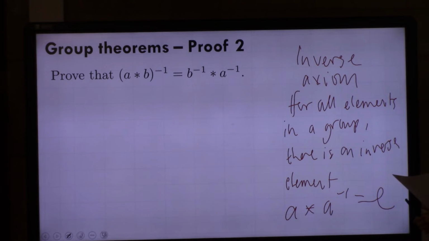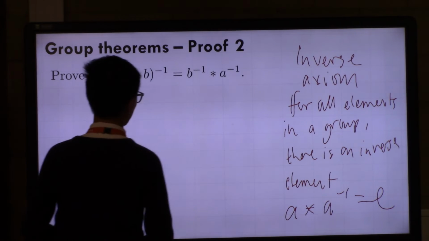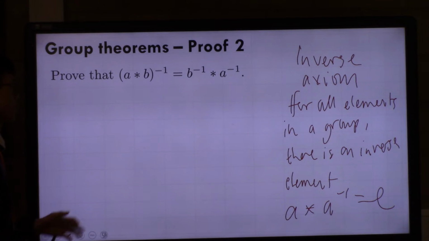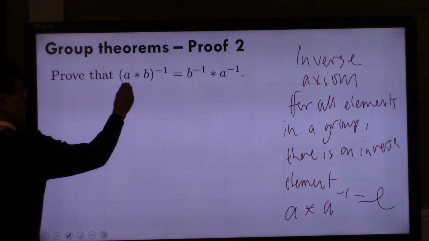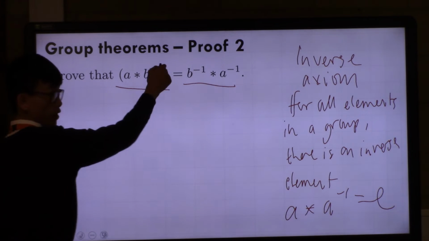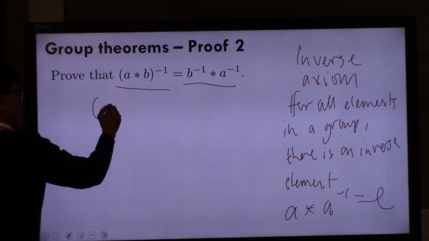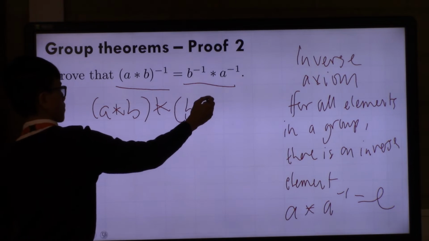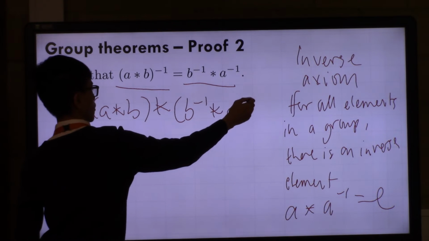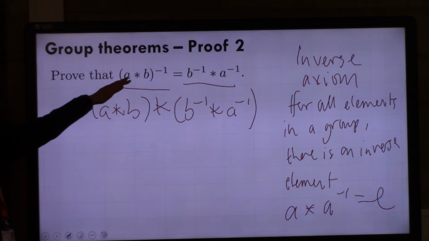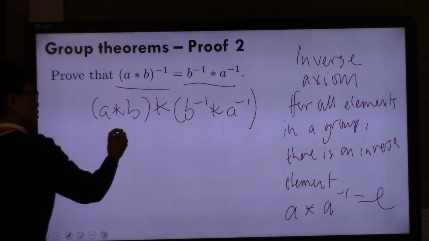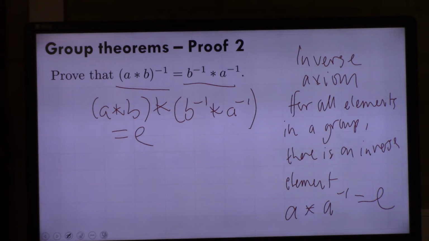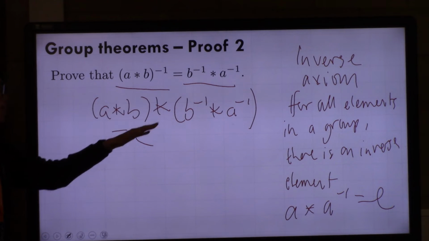To prove this here, what we can say is, using our inverse axiom, because this is the inverse of that, we can say that A star B star B to the minus 1 star A to the minus 1. This, because that is the inverse of that, means that this is equal to E. Right? Because this is the inverse of that.